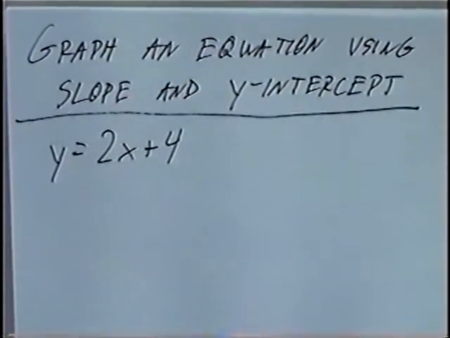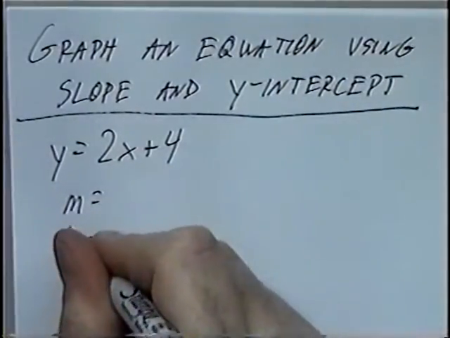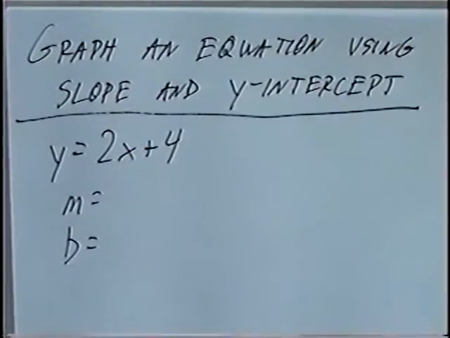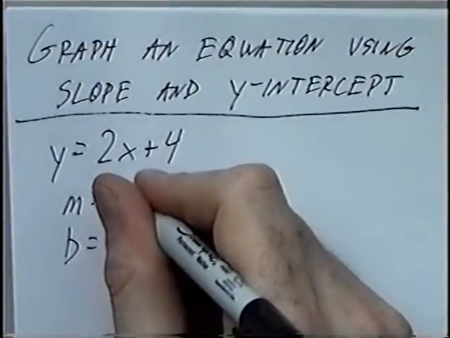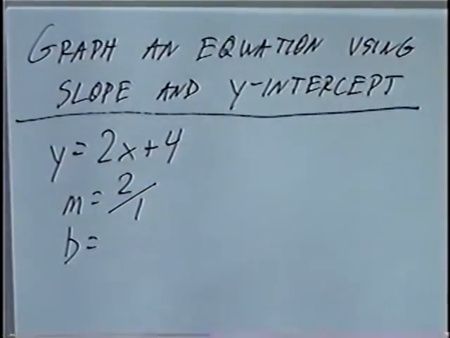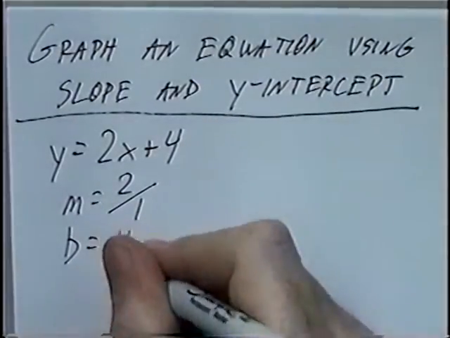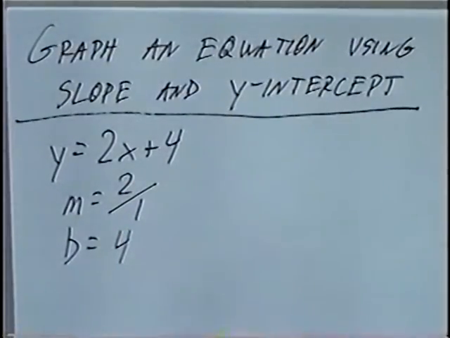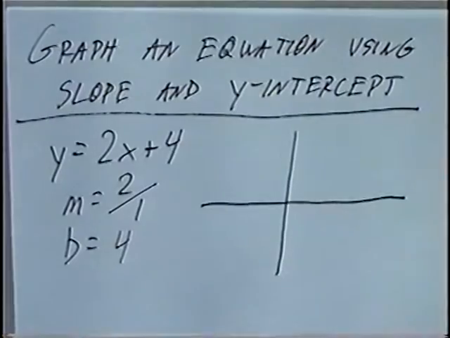From this equation, since it's in y equals mx plus b form, we can find out what m equals and find out what b equals. M equals the number in front of x, which is 2. And we can also make this a fraction, 2 over 1. And b equals the last number, which is 4. Once you have the slope m and b the y-intercept, we can graph the equation on an xy axis.